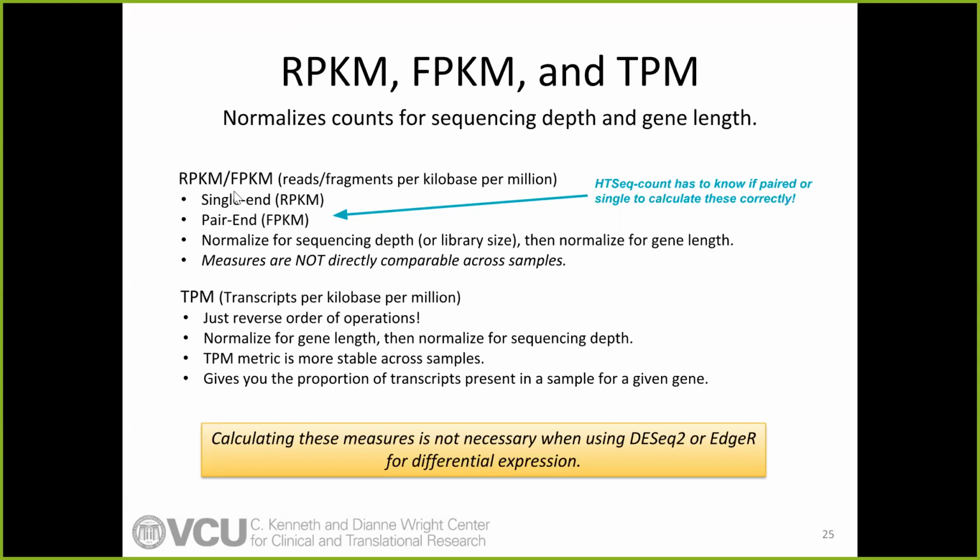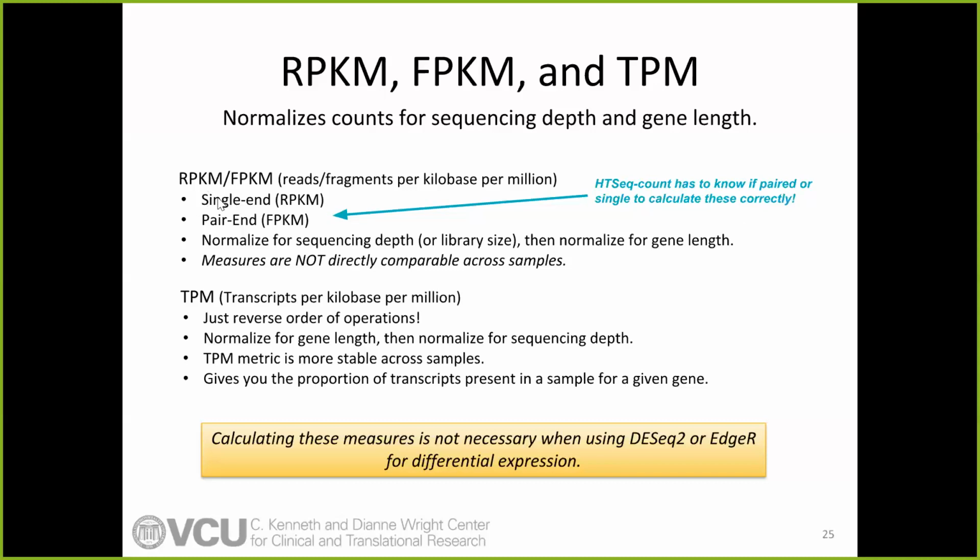So the RPKM and FPKM is just reads or fragments per kilobase per million. FPKM is used for paired end reads. In order for the counting program to know to count fragments correctly, it has to know that the data was generated with paired ends. If you don't tell it that it's paired ends, it's going to think it's single ends and double count a lot of things. So that's one important setting to know when you're dealing with some of these counting programs.